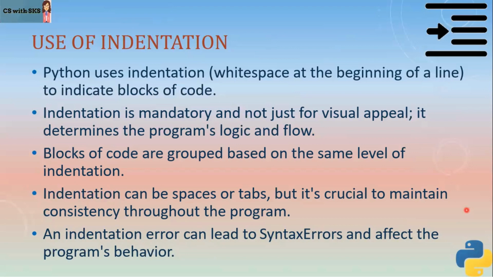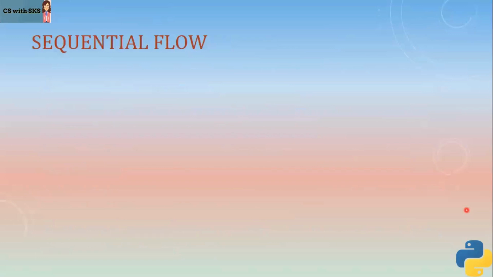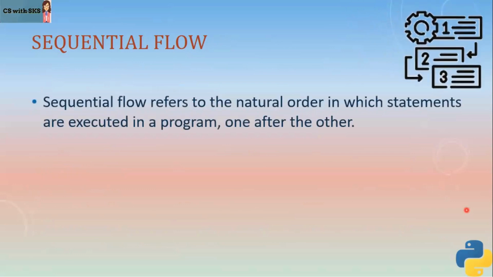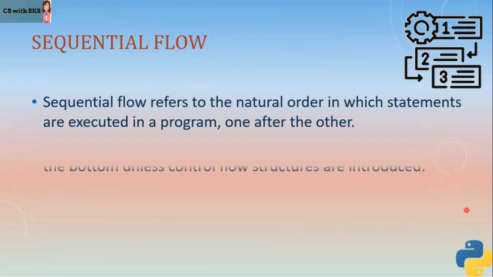However, before that, let's understand what is sequential flow. Sequential flow means statements are executed in their natural order. So the way they are mentioned, that is how they are executed. First statement first, then second, then third, and so on.